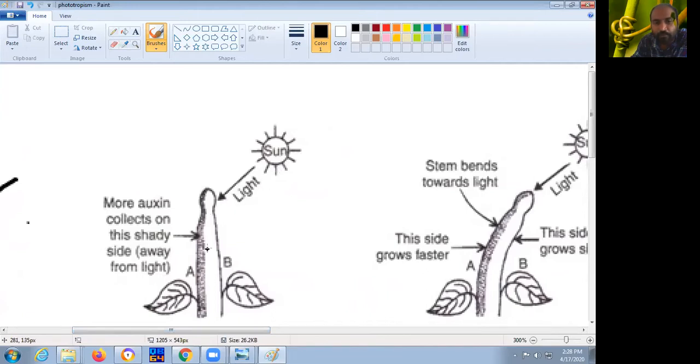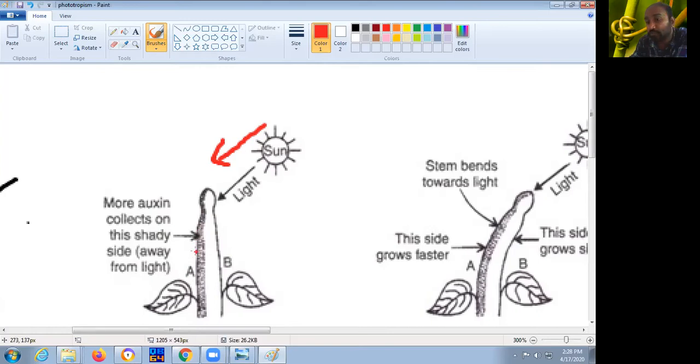And because of this, auxin always gets deposited in the shady area, the area which does not receive much light. Here, light is coming from this side, isn't it? Definitely the shady area is this area here. So the plant hormone auxin gets deposited in the shady area.